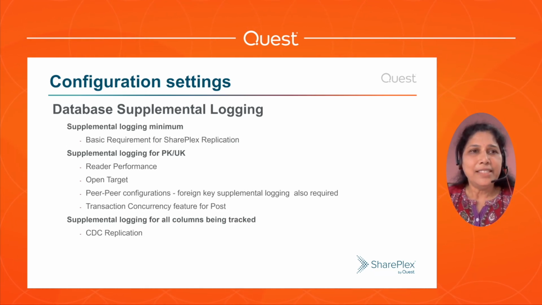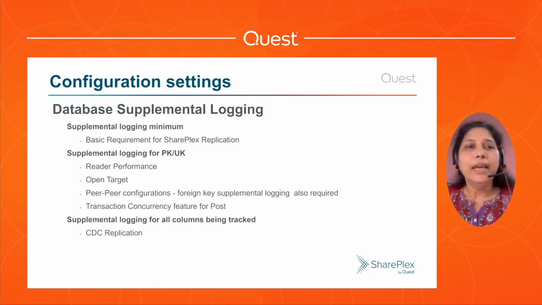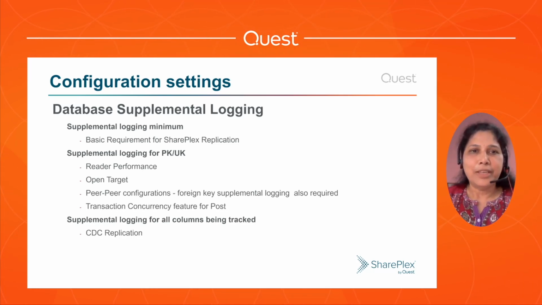So why do we need this? With the supplemental logging minimum, row ID information is written into the redo log, and this is necessary for SharePlex replication. Now, supplemental logging for PK and UK.